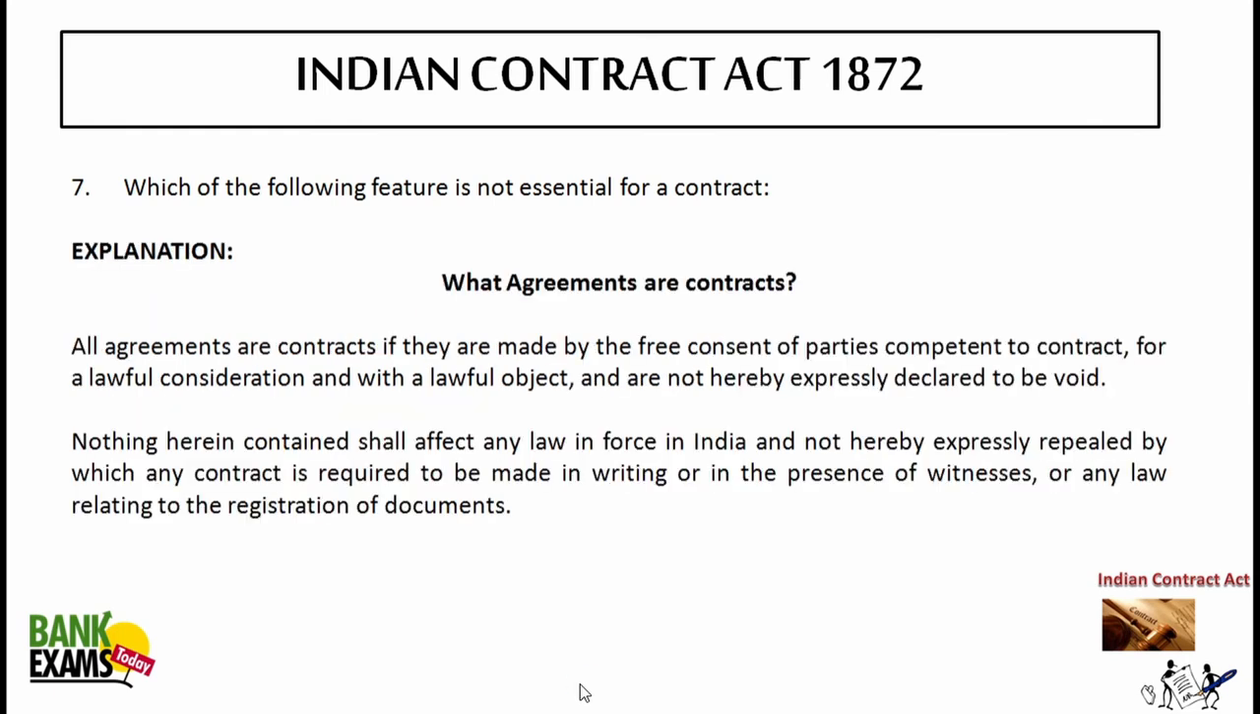So, the section says that what agreements are contracts? All agreements are contracts if they are made by the free consent of parties competent to contract, for a lawful consideration and with a lawful object, and are not hereby expressly declared to be void. Nothing herein contained shall affect any law in force in India and not hereby expressly repealed by which any contract is required to be made in writing or in the presence of witnesses, or any law relating to the registration of documents.